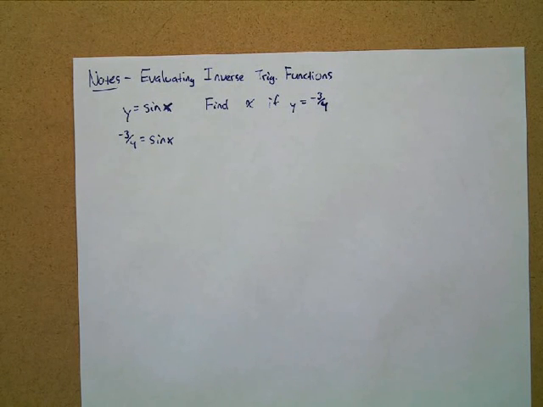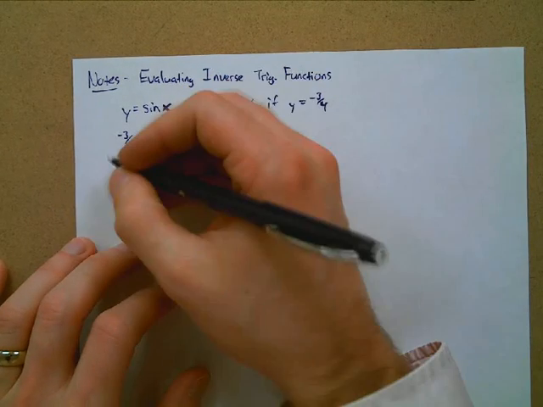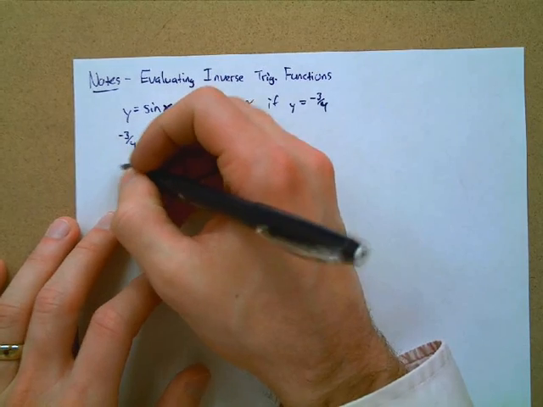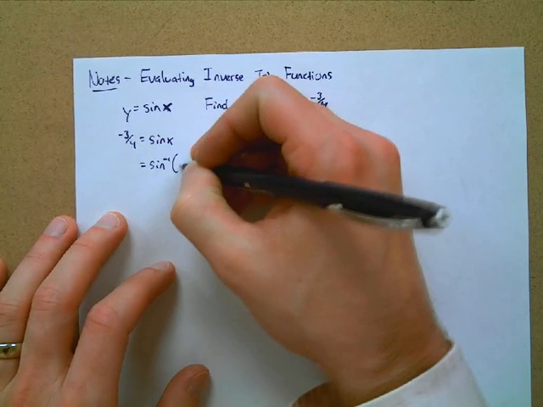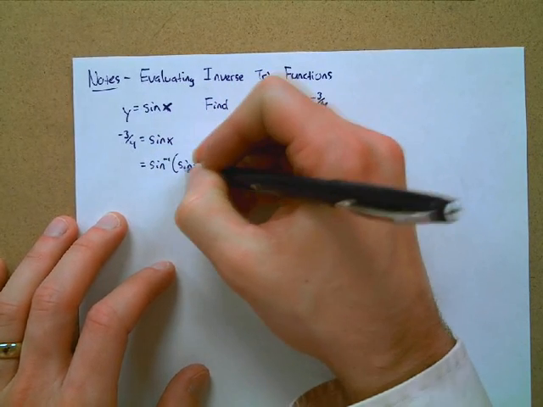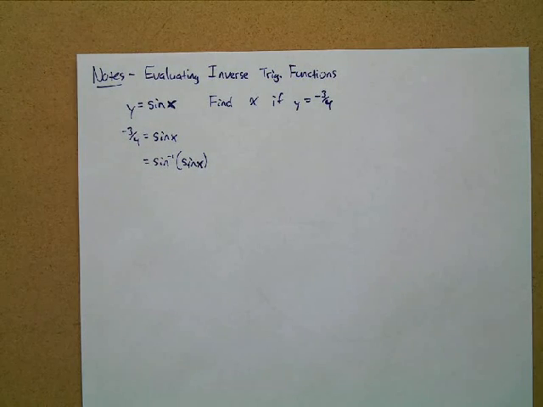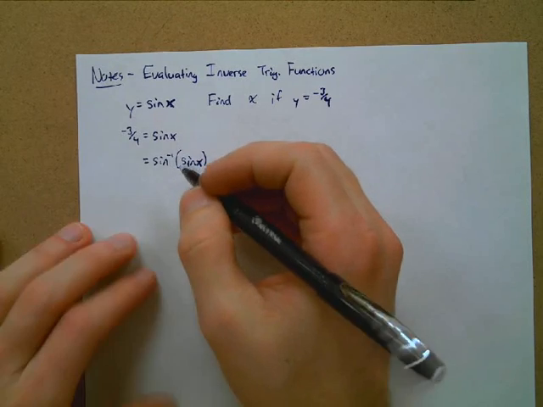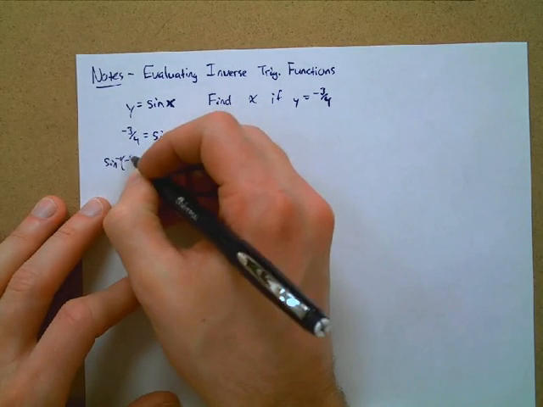So to cancel out sine, we have these things called inverse trig functions. They undo sine. And here's what we do. We do sine inverse of the sine of x, like that. We take the sine inverse of the entire left-hand side, and we'll also take the sine inverse of the entire right-hand side. So sine inverse of both sides.